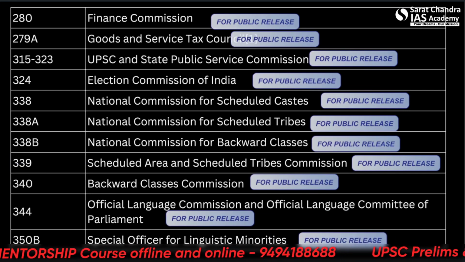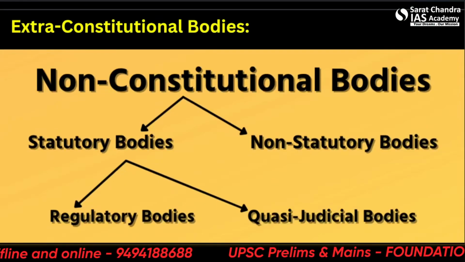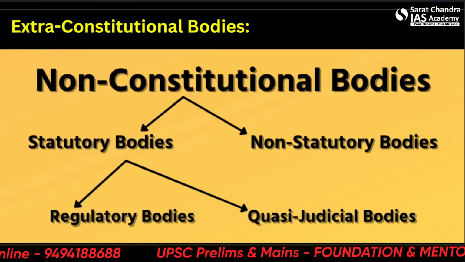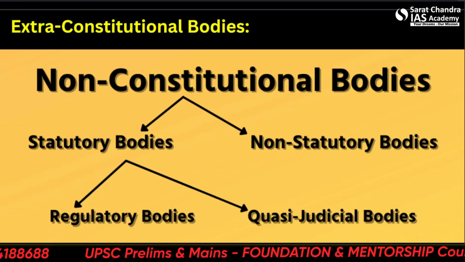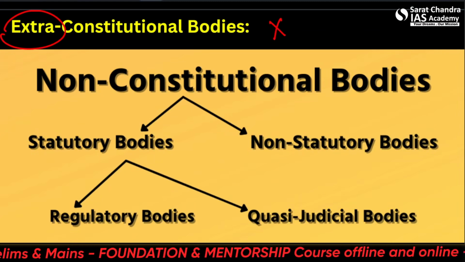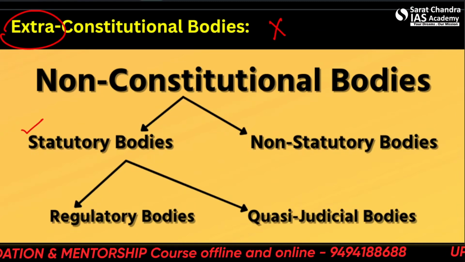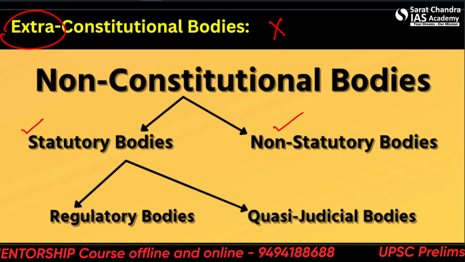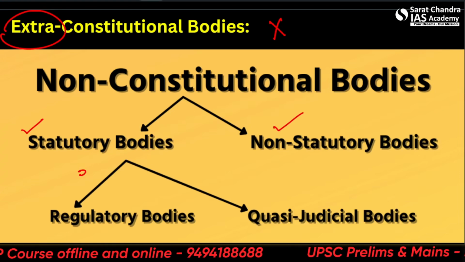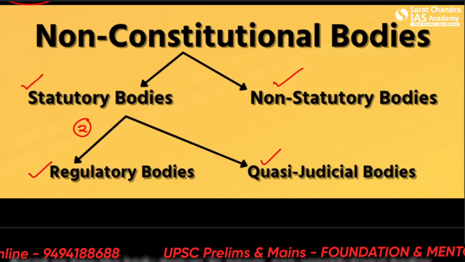Okay. So do we see any Human Rights Commission here? No. All right. So extra constitutional bodies, let's see. These are the bodies which do not find mention in the constitution. They are made by any act of parliament. So they can be statutory bodies or non-statutory bodies. Statutory bodies are again of two types. One are regulatory bodies, the other are quasi-judicial bodies.